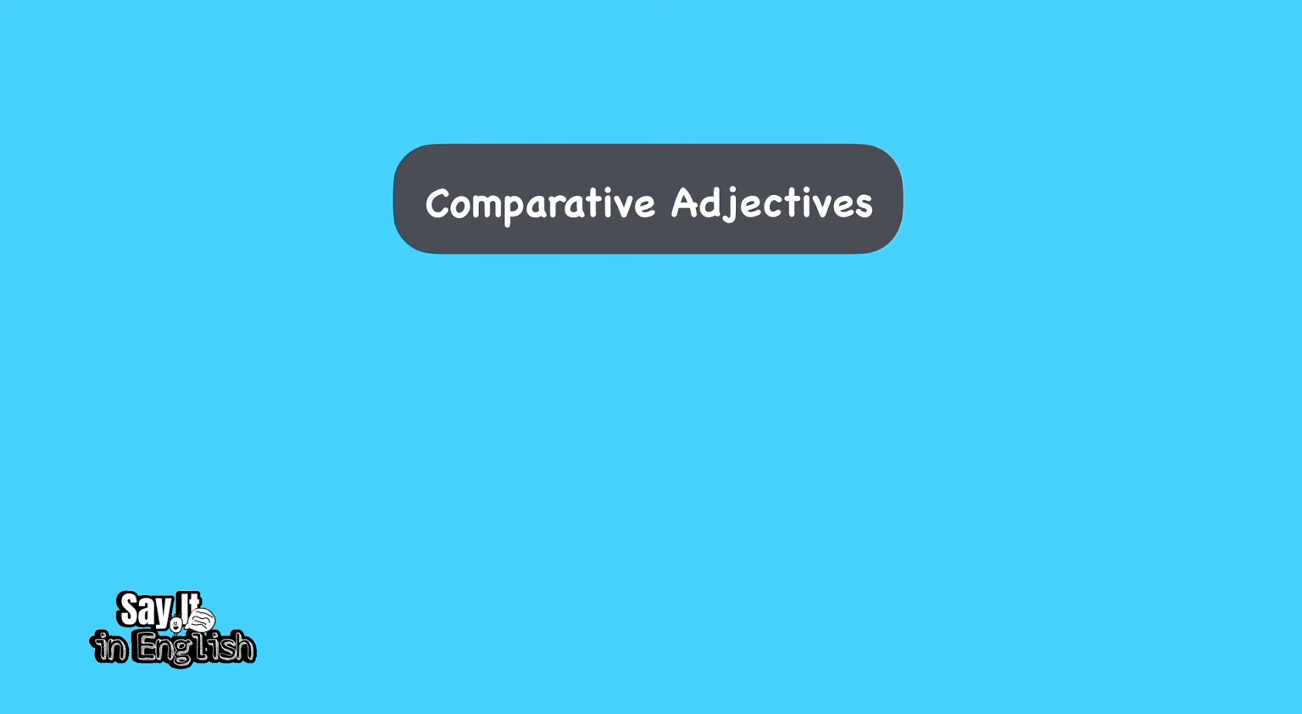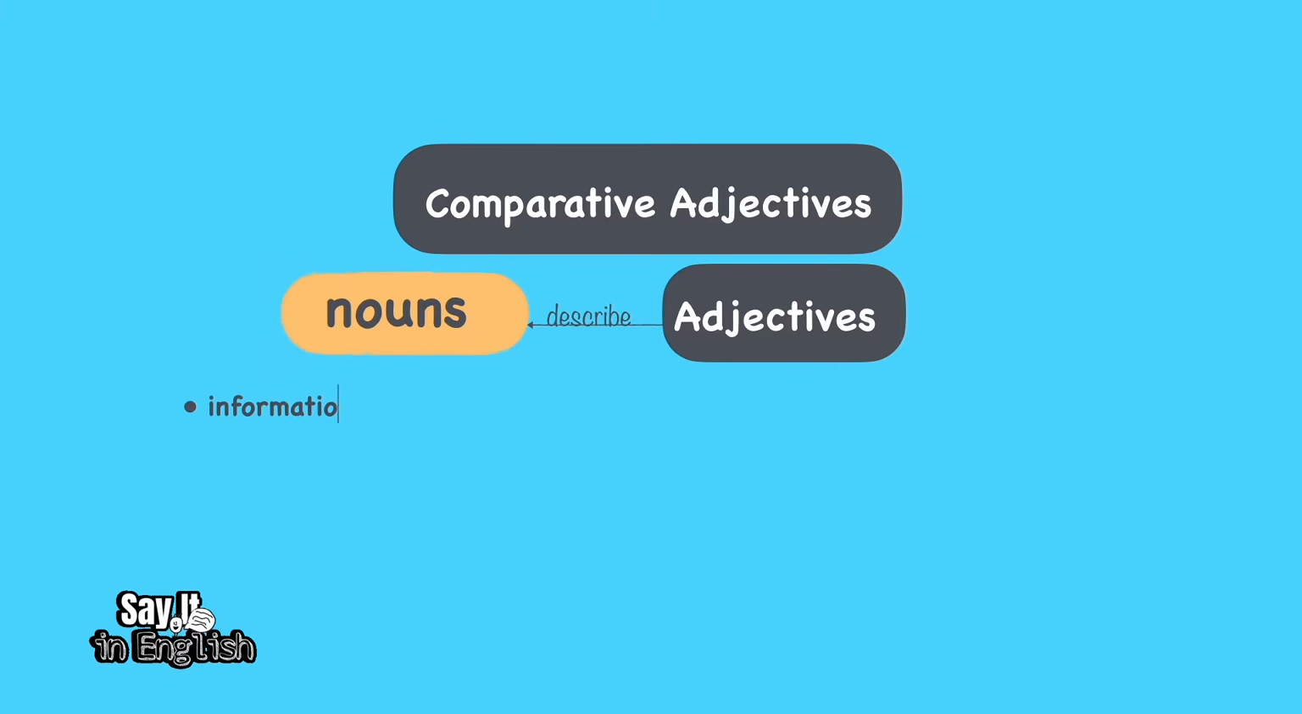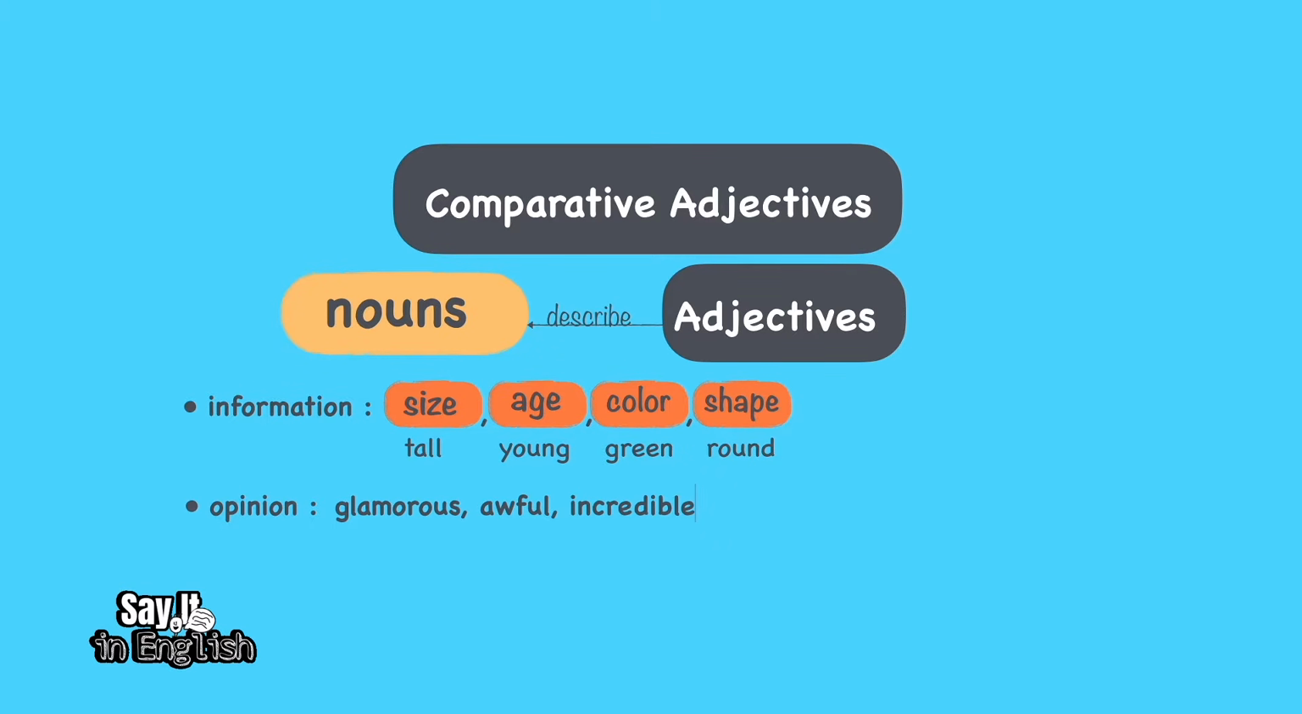Comparative adjectives. What are adjectives? Adjectives are words that describe or give more information about nouns. They can tell us about a noun's size, age, color, or shape. Adjectives can also tell us someone's opinion about a noun or describe how someone is feeling.